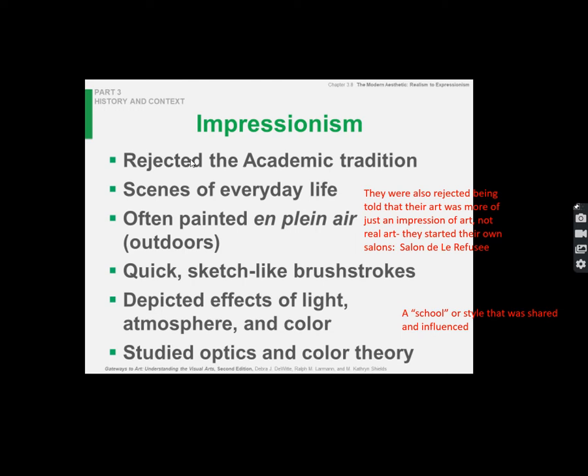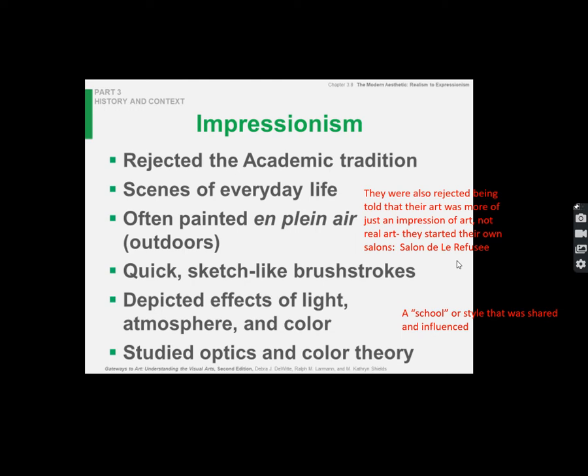But over in France, we have plenty of Americans going over to France to study. In France, another thing that is happening is Impressionism. Impressionism rejects the American or the academic tradition. And I put it as a little footnote over here. They were also rejected.